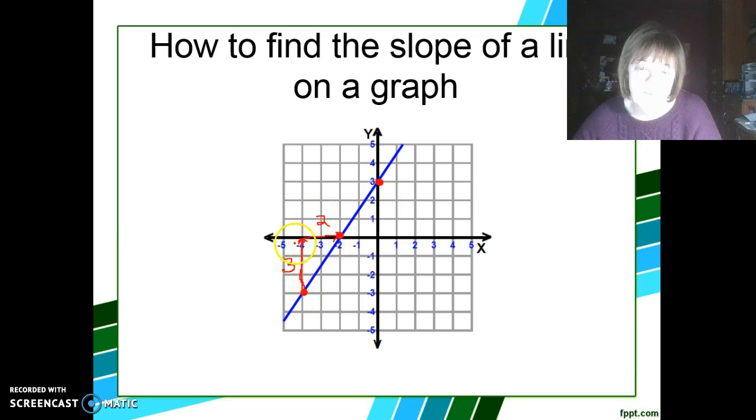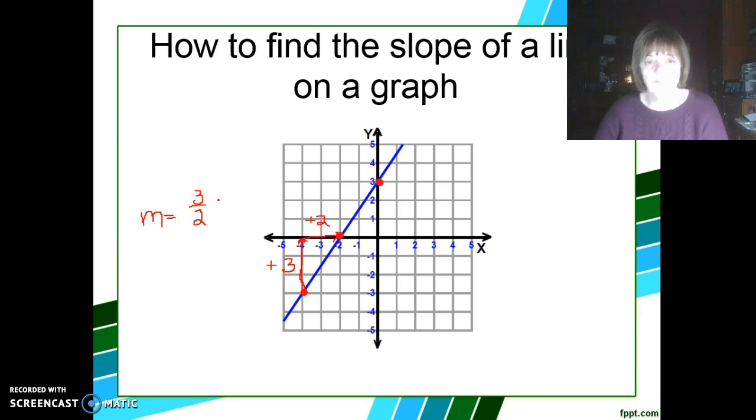Now I went up. Up is a positive direction. To the right is a positive direction. This is going to become very important in a few minutes. So my slope in this case, which is m, remember m is slope, is 3, which is the up or down direction, and the 2 in the denominator, 3 over 2. Okay? Simple? Can you do it? I know you can. If you're not sure, watch it again.